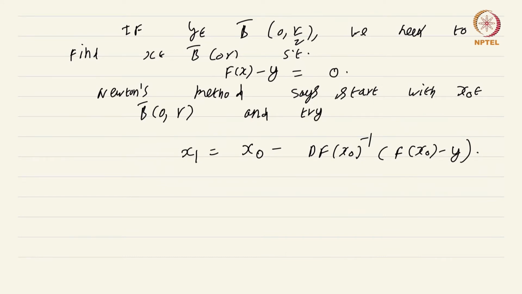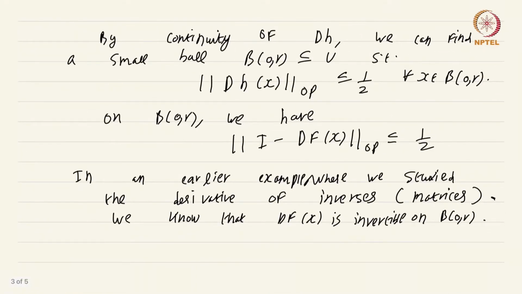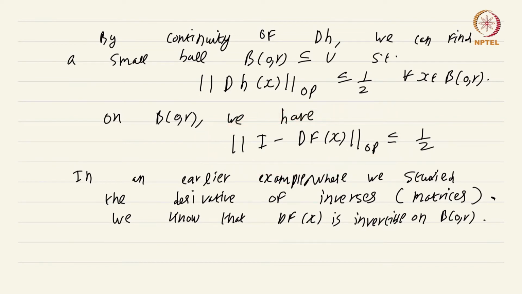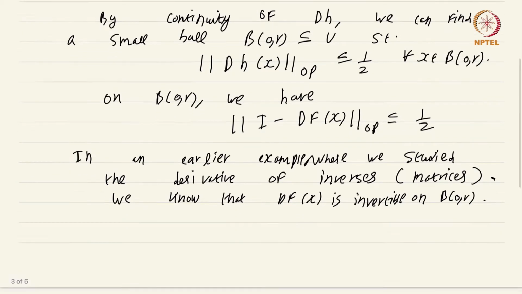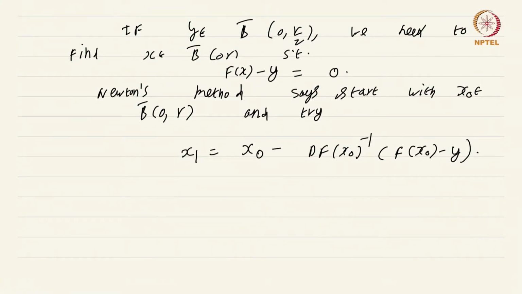Now here we are going to pull a trick. We already know that df0 inverse is going to be equal to the identity, and we also know from what we have considered previously that this mapping, identity minus dfx, has operator norm less than or equal to half. It's not too far away from being the identity whenever you choose x from this B0R closure. Okay, so we are going to try our luck, and simplify this expression by saying we want to guess x1 equal to x naught minus just the identity acting on f of x naught minus y.